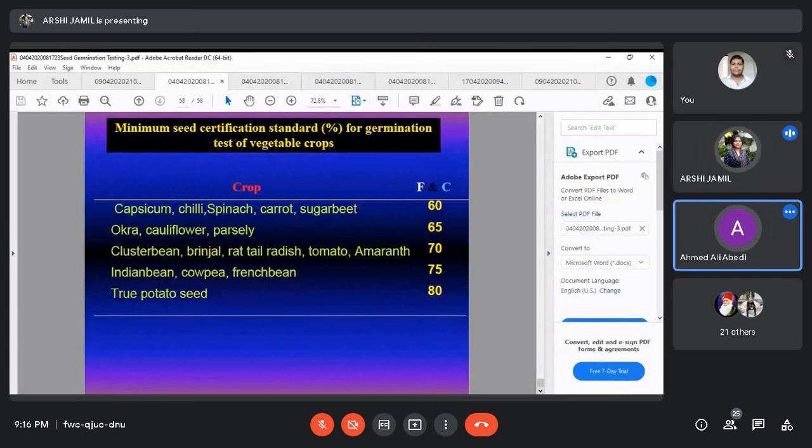So with this we have covered today sampling, purity and germination test. Any confusion to anyone in these 3 things?